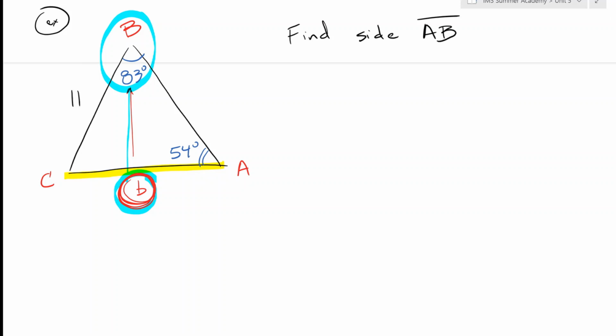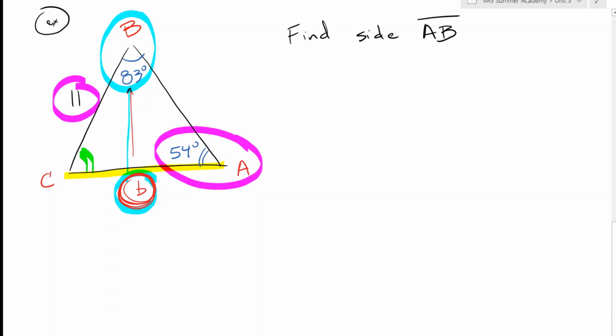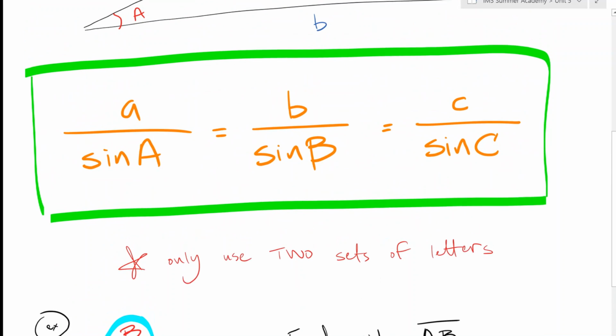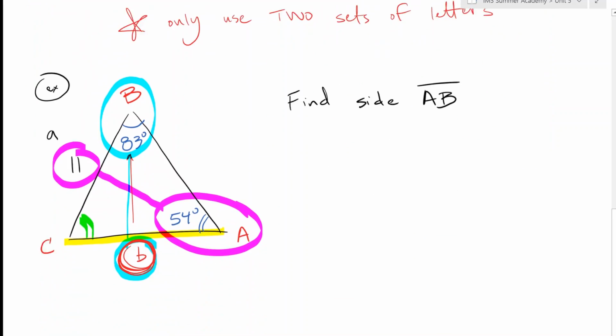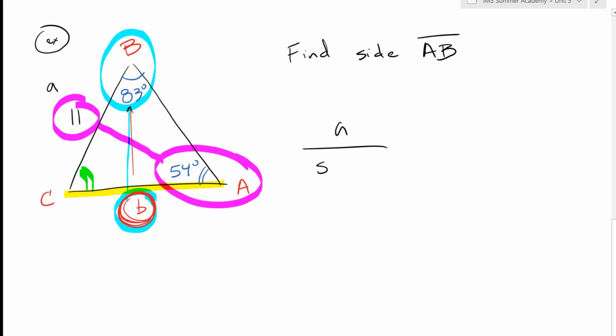So I have B's. Do I have another pair of letters? Let's see. Do I have angle C? No. Do I have little c? No. Okay, so that doesn't help us. Do I have another set? I have big A, and I look across from it. This 11 is little a, so I can go ahead and label that. So I have B and A. So I'm going to go back up here and use the B and A part. These ones. So I'll go ahead and write that out. Little a over sine big A is equal to little b over sine big B.